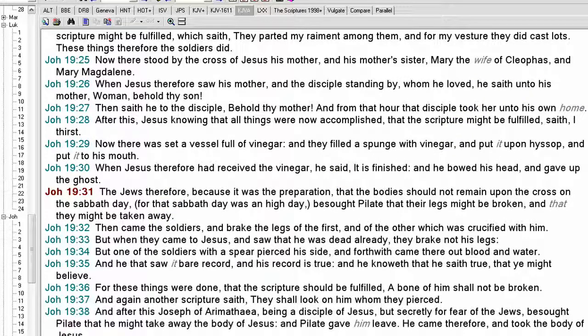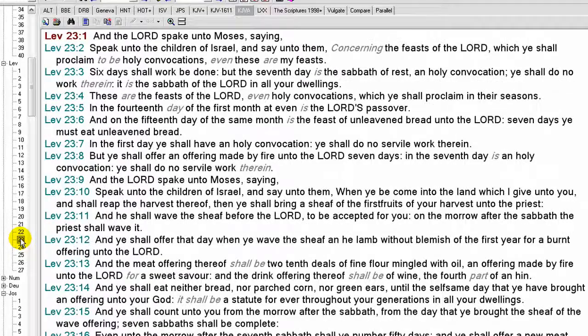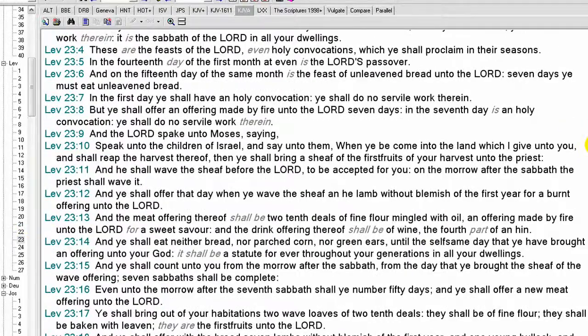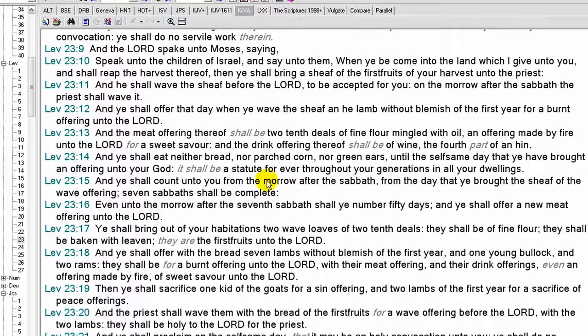Okay, let's move on. Let's go back to Leviticus 23. Let's continue on down here. Leviticus 23 and verse 15, it says, "And ye shall count unto you from the morrow after the Sabbath, from the day that ye brought the sheaf of the wave offering, seven Sabbaths shall be complete."